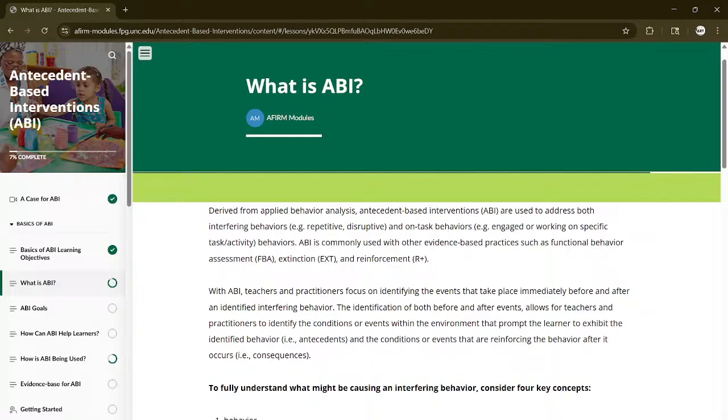With ABI, teachers and practitioners focus on identifying the events that take place immediately before and after an identified interfering behavior. The identification of both before and after events allows for teachers and practitioners to identify the conditions or events within the environment that prompt the learner to exhibit the identified behavior, and the conditions or events that are reinforcing the behavior after it occurs.